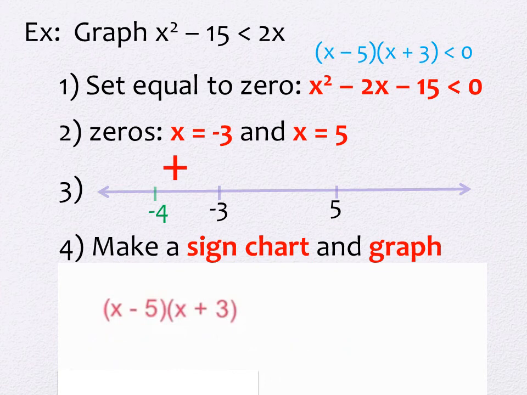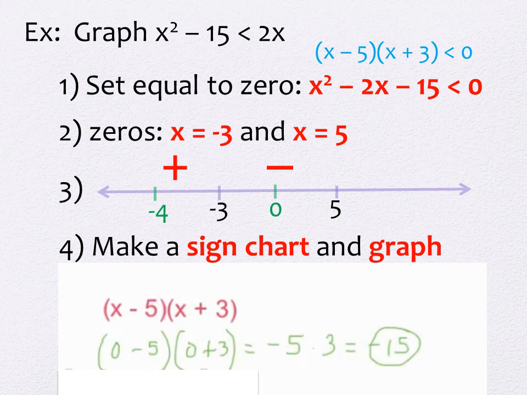Now picking a value between negative 3 and 5, easiest one to sub in is 0. So let's plug that in. If we sub in 0 for our factored form, you'll notice we get negative 5 times 3, which gives me a negative 15. So any value between negative 3 and 5 will yield a negative output. So let's put a minus sign in between that interval.